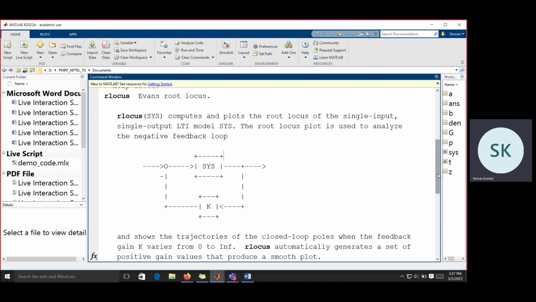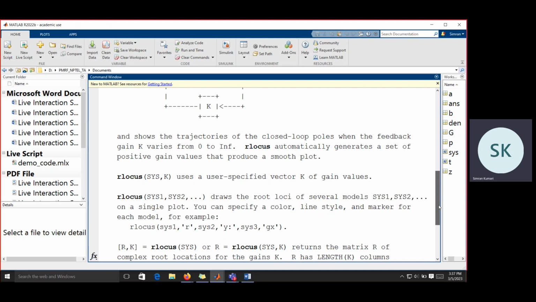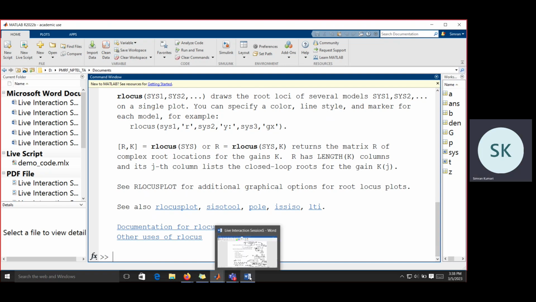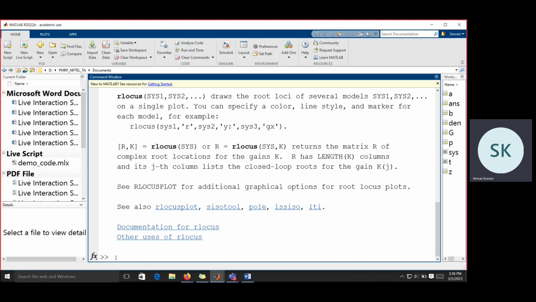Okay, so we know this about the root locus command, and we'll apply it. Now, if you want the root locus to plot the evolution of roots for specific values of k, then we can supply the value of k. Otherwise, it will take the value of k from 0 to infinity. So let us see what the system is. We have s plus 4 and this one. For this, we have to give the system as input.